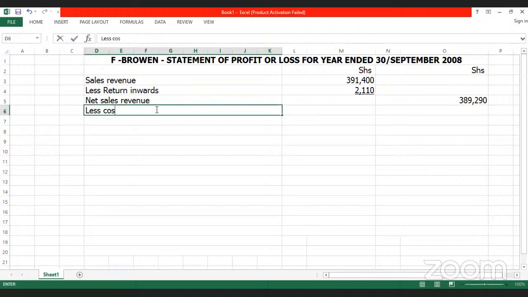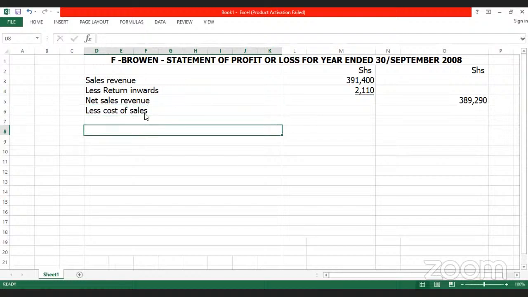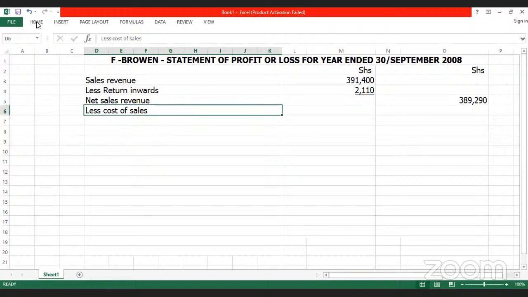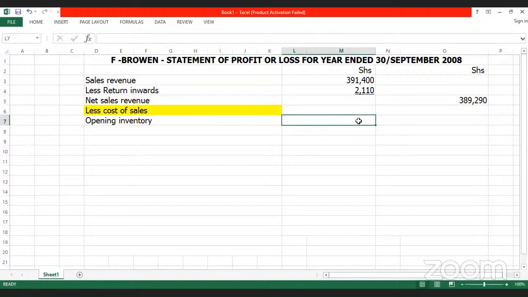Then after that, we have the cost of goods sold, or the cost of sales. We have to minus the cost of sales. How will we get cost of sales? What is the formula for computing cost of sales? What do we start with? The opening inventory. You'll find it in the trial balance.